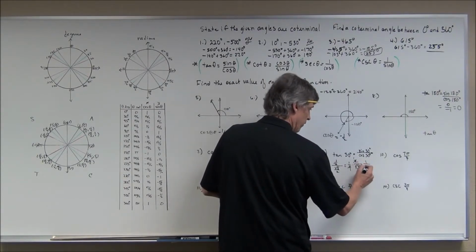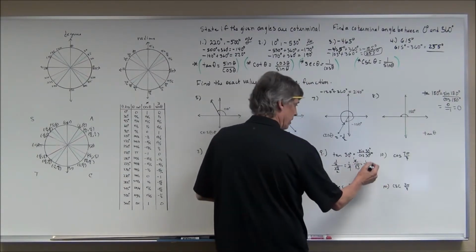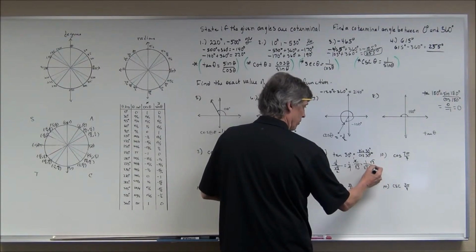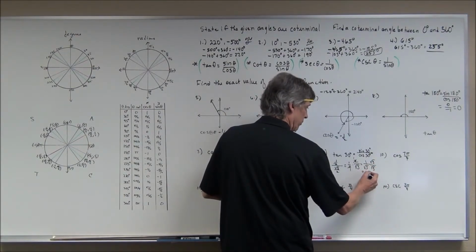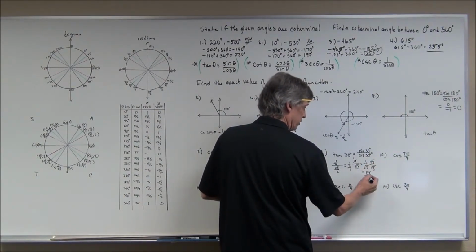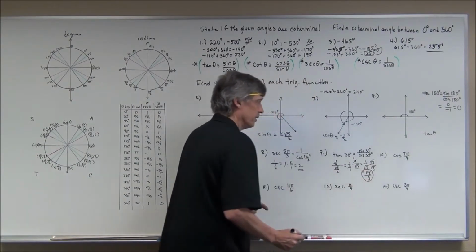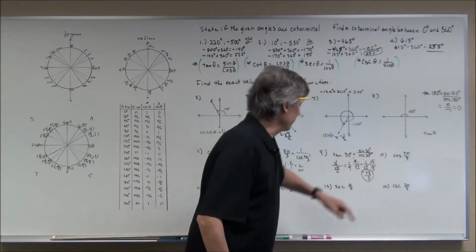So I have 1 over the square root of 3, but don't stop there. Multiply top and bottom by the square root of 3, and I get the square root of 3 on top. Square root of 3 is 3 on the bottom. There it is.